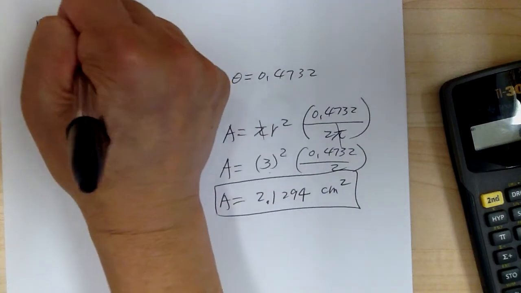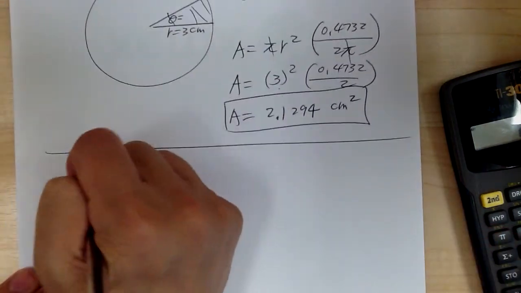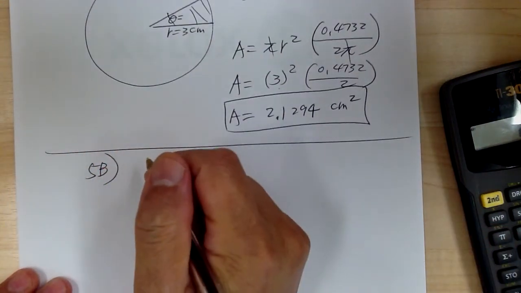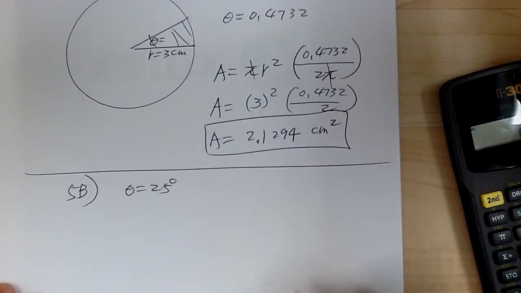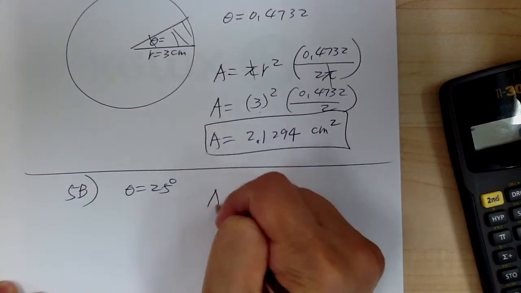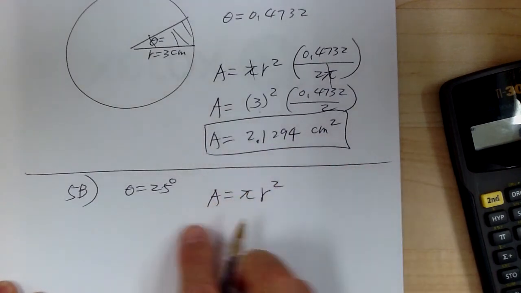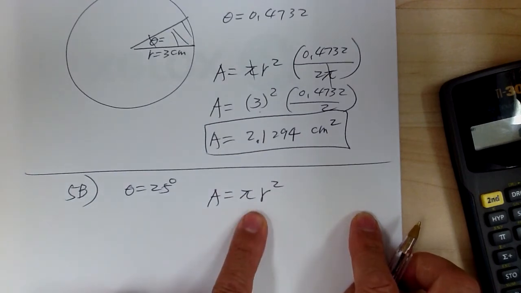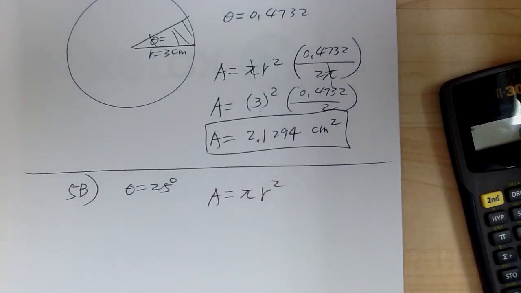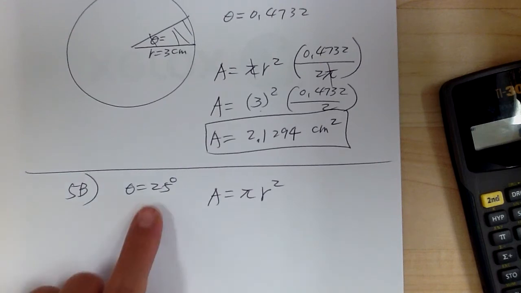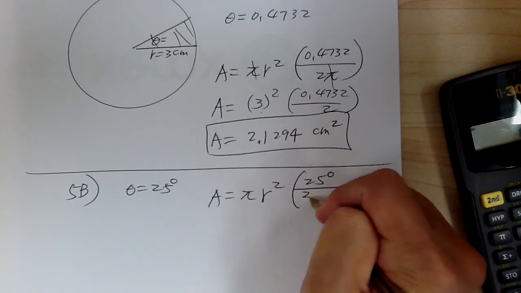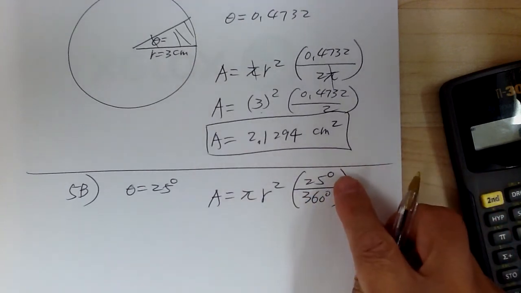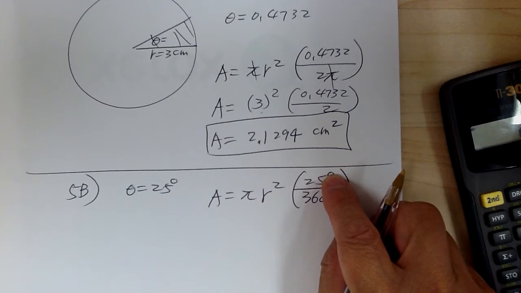So this is example 5a. Now 5b is the same thing. In 5b, you have theta equal to 25 degrees. So again, you do the same thing. Area equals pi r squared. Again, always write down your formula. That's a whole circle, but do you want a whole circle? No. How much of the circle do you want? 25 degrees. So you multiply it by 25 degrees out of 360 degrees. You only want this part, you don't want the whole thing.